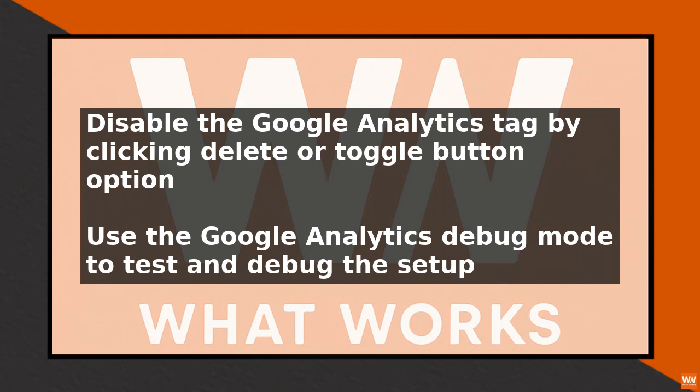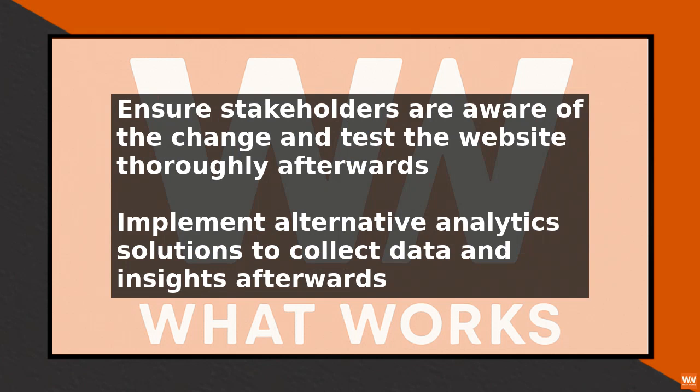Best practices for disabling Google Analytics tag implementation include ensuring that all stakeholders are aware of the change and that the website is thoroughly tested after the change. Additionally, users should also consider implementing alternative analytics solutions to ensure that they can still collect data and insights about their website traffic.